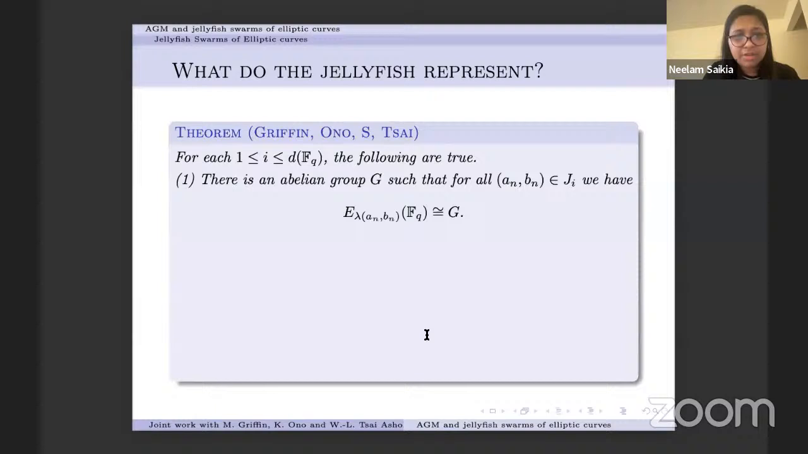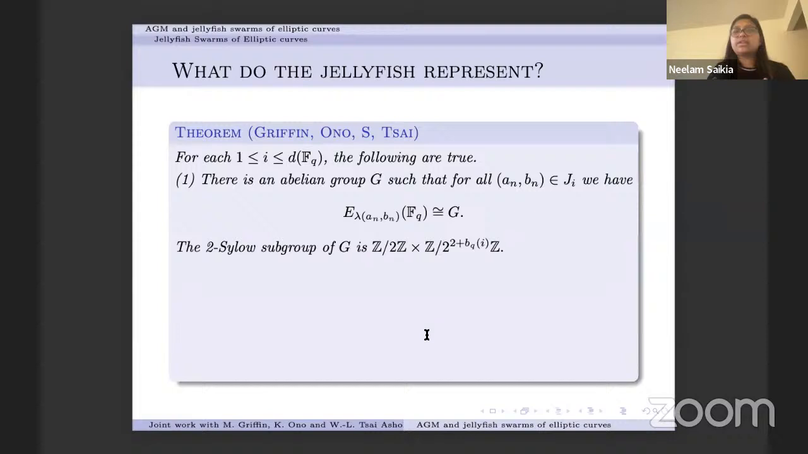We prove that for each jellyfish, when we compute the isogeny network of elliptic curves, each frame of elliptic curves, because they are isogenous, has the same number of points over F_q in a single network of elliptic curves. Not only do they have the same number of points, the groups of rational points are isomorphic, so there is only one group in one frame. Here we prove that there is an abelian group G such that for all pairs (a_n, b_n), if you compute the corresponding elliptic curves in a single frame, all these groups are isomorphic to a single group G.